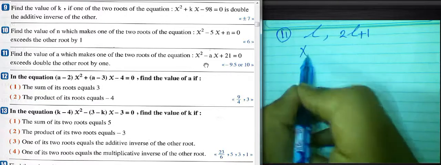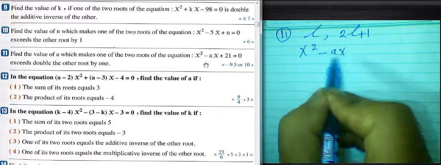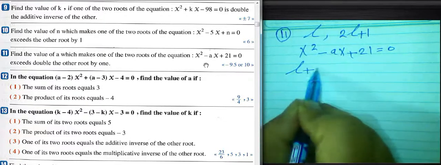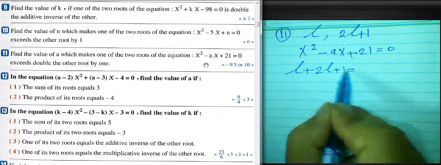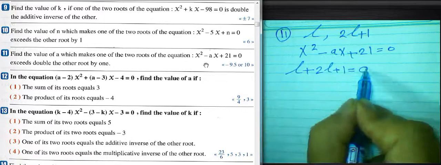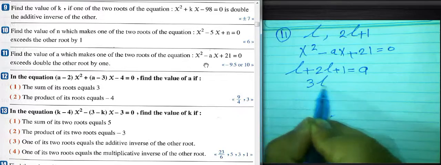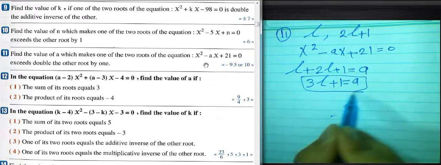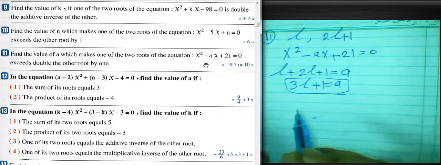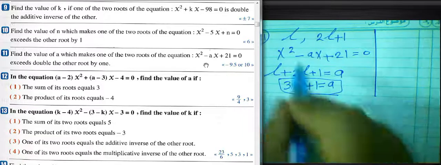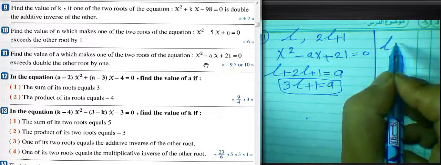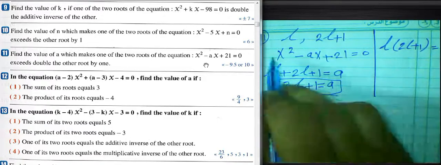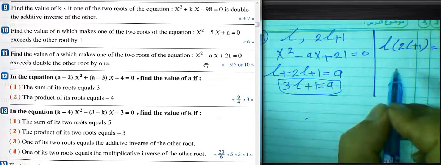It's okay. This equation x power 2 subtract ax plus 21 equals 0. We know the sum of the two roots, l plus 2l plus 1, equal negative negative a over 1 equal a. So we can find the result, 3l plus 1 equal a. It's the first relation. For the second relation, we find the product of l and 2l plus 1. The result will be 21 over 1 equal 21.